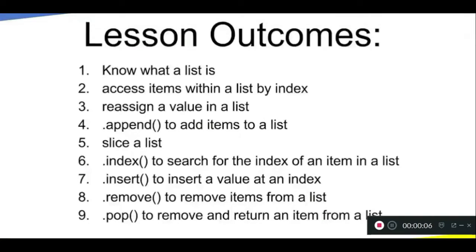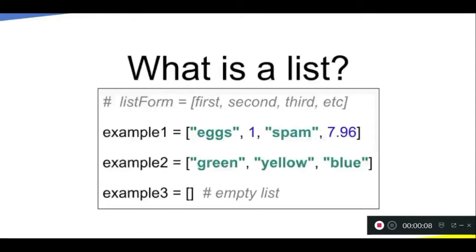So hello friends, today in this lesson we'll be learning about lists. So what are lists? Lists are data types in which we can store different types of elements. They can be of different data types altogether. Like in example 1 you can see there are various types of elements, like we have the egg, 1, spam and 7.96. So we have two strings, one integer and one float type.